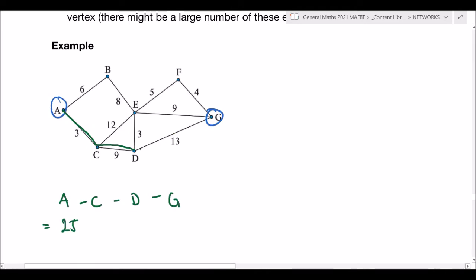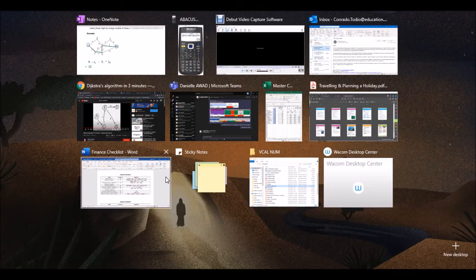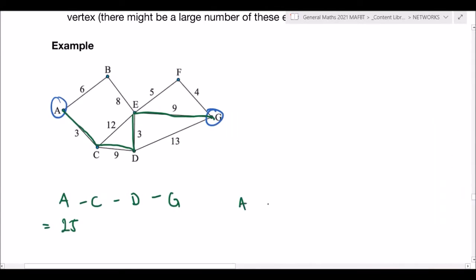I can go A to C to D. D to E is quite small, so that's only 3. And then E to G is only 9, so that's an extra 12. So that path that I've taken, A to C to D to E to G, gives me a weight of, what is that, 24. So that's actually better than ACDG. Even though this has more edges that I've gone through, this has a smaller weight. Can we find any other smaller ones?